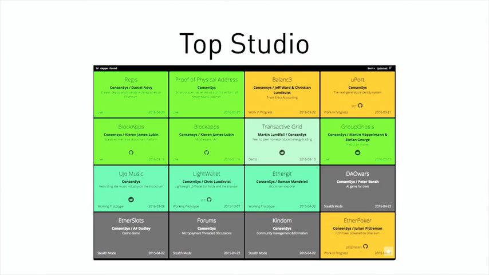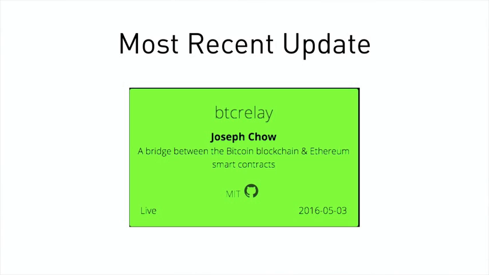The most recently updated DApp out there was from Joseph Chow. It's BTC Relay. He's been working on it for a long time. And this is actually the first working Bitcoin sidechain that is deployed on a live environment. So this is a great job by Joseph. I think it was initially sponsored by the Ethereum Foundation. And now it's working, now it's out there.